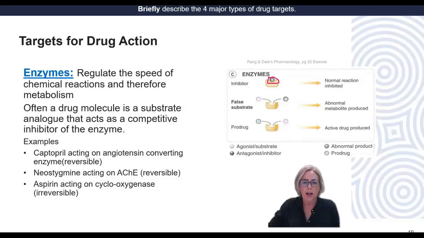Now, other things that can happen is you could use a false substrate, right? And that false substrate is competing with the normal substrate for the binding site. And in doing that, an abnormal metabolite is then produced. So that will be the pharmacodynamics of that particular drug. Or, enzymes are important in activating prodrugs into active drugs.